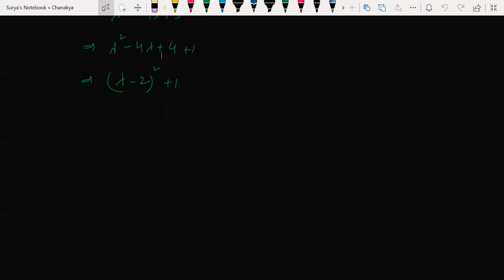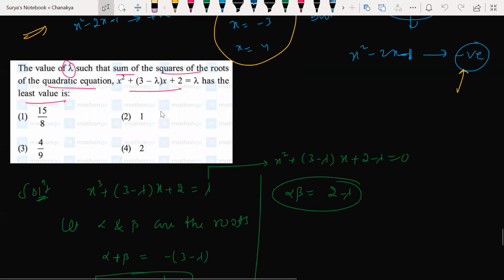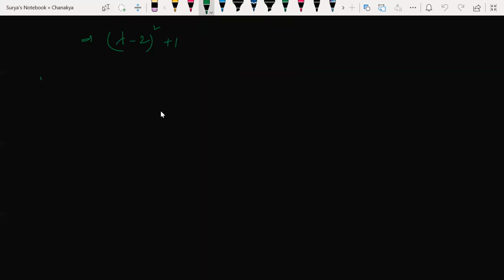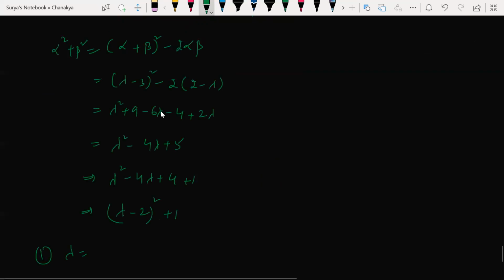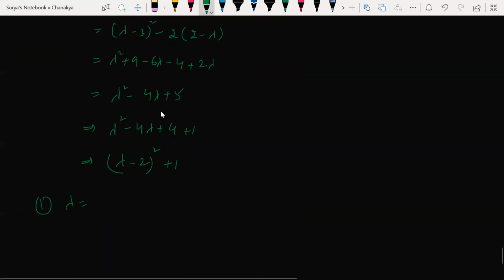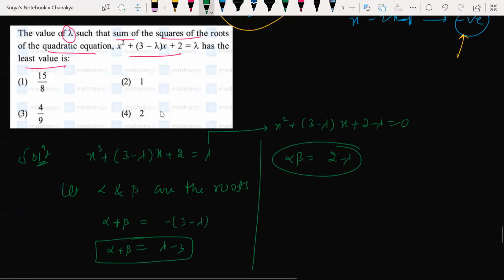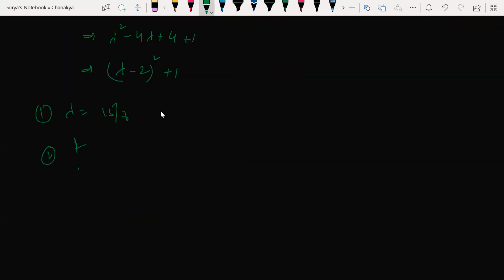What is the least value? Tell me. Guys, least value I'm asking. You take the options. First option is what? Lambda value is 15 by 8, 1, 4 by 9, right? So 15 by 8. Second option, 1, 4 by 9 and 2. Okay. So the least value of lambda is going to be what?